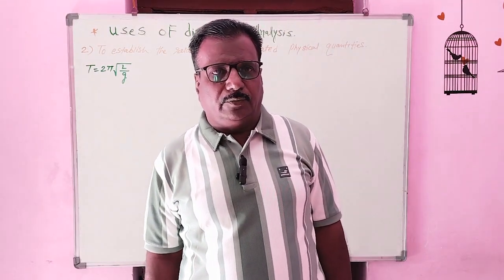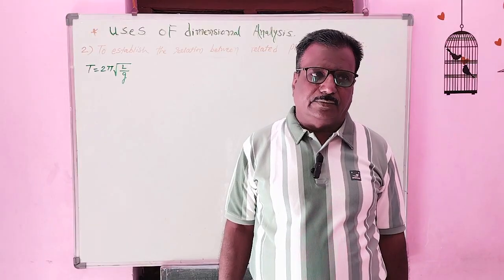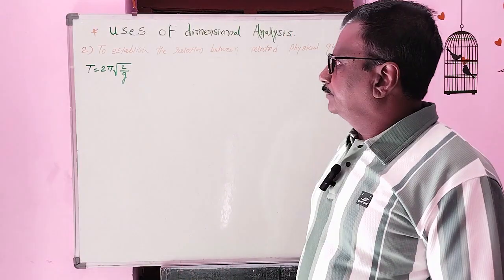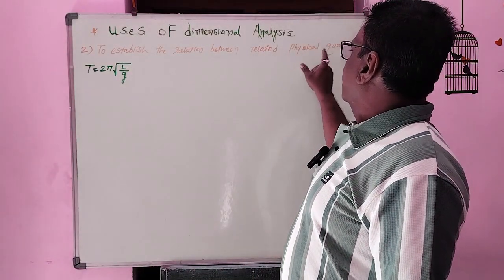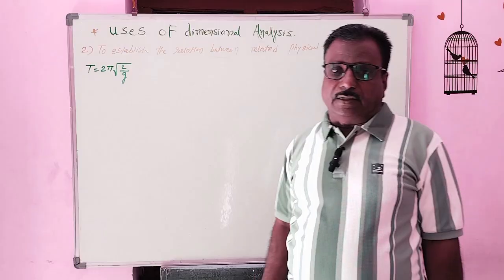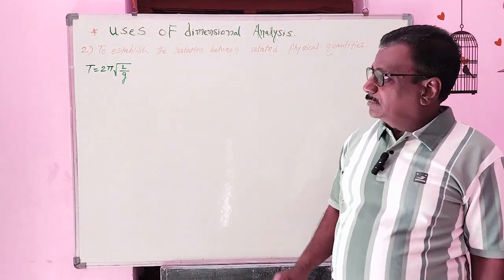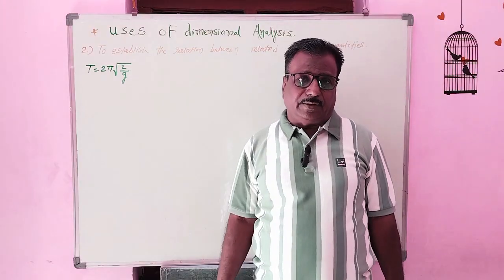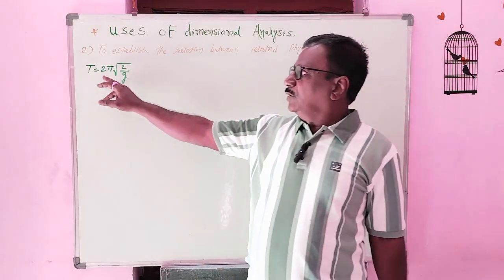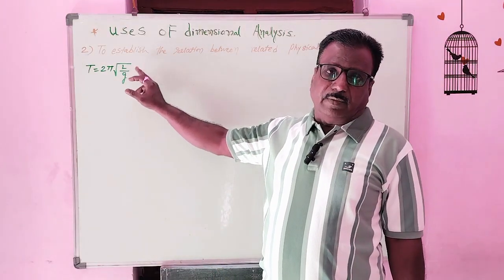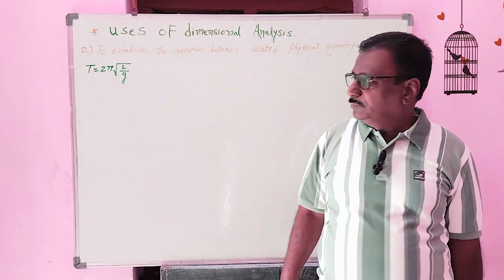Hello. Now we start our second use of dimensional analysis. The second use is to establish the relation between related physical quantities. We know that the period of a simple pendulum is given by T equal to 2π under root L by g, where T is the period of the simple pendulum.